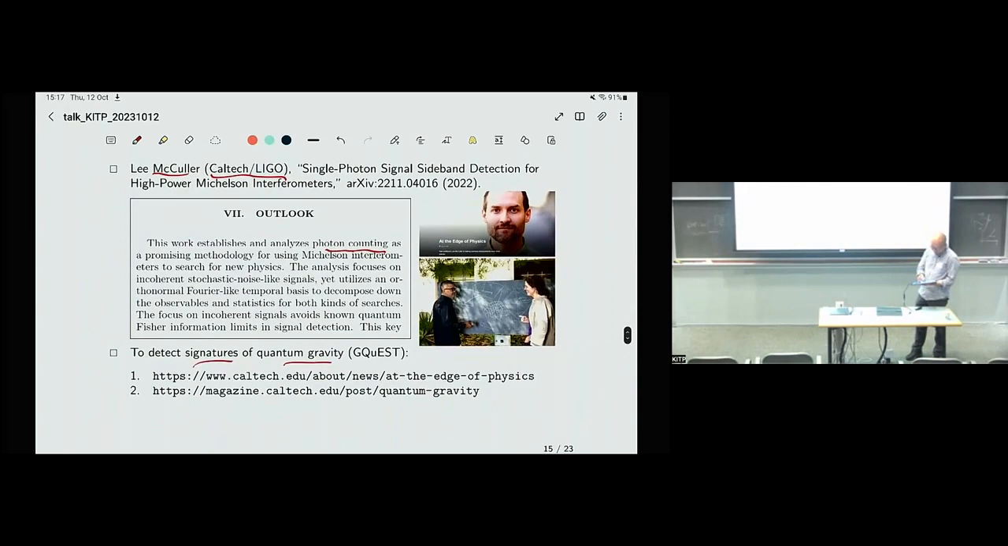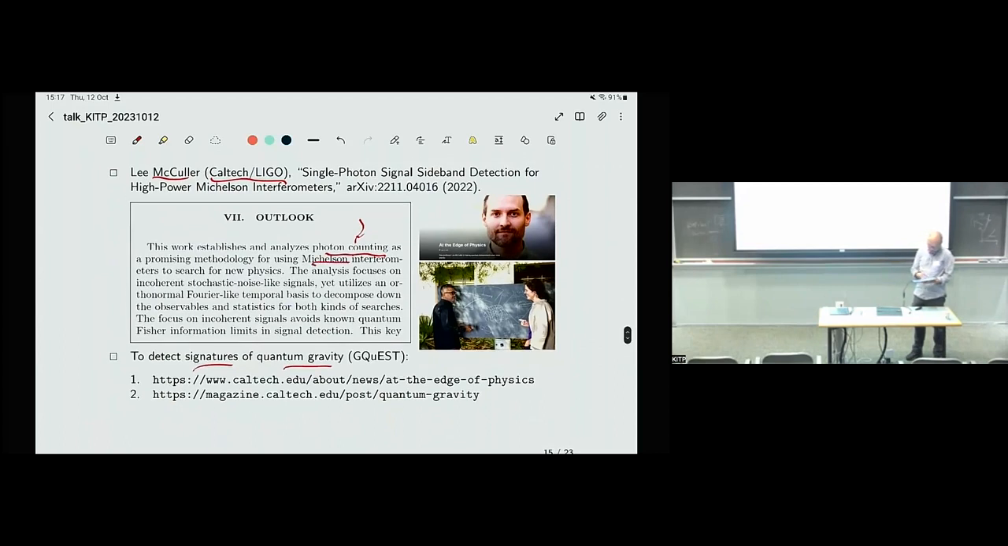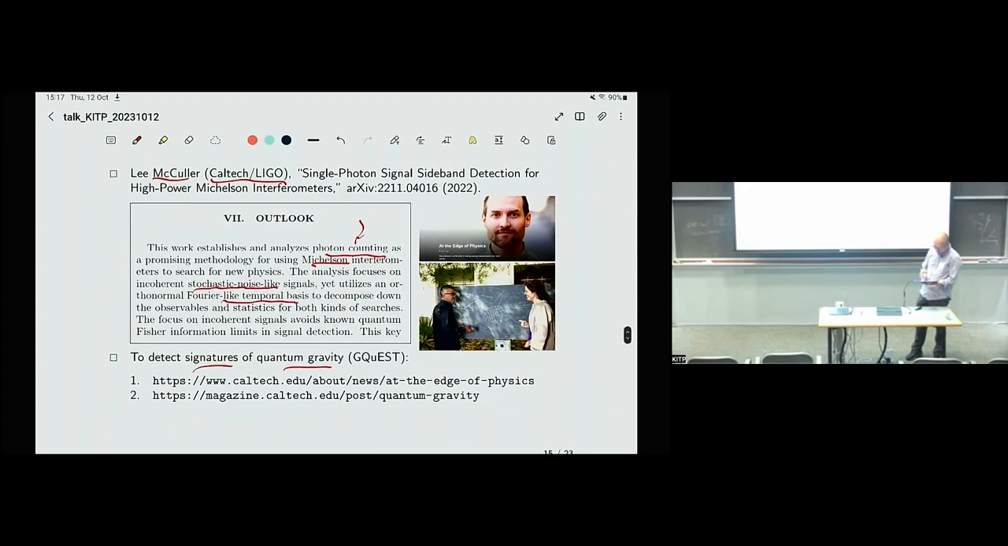So they look at the use of photon counting more carefully in the context of a Michelson interferometer. They also look at stochastic noise-like signals, measuring in the right modes. And then they see that it avoids known quantum Fisher information limits in signal detection. I guess that refers to energetic quantum limits, so that's very nice.